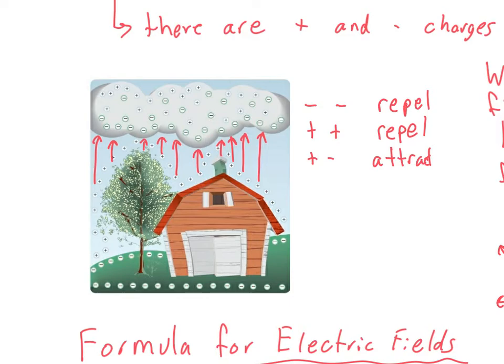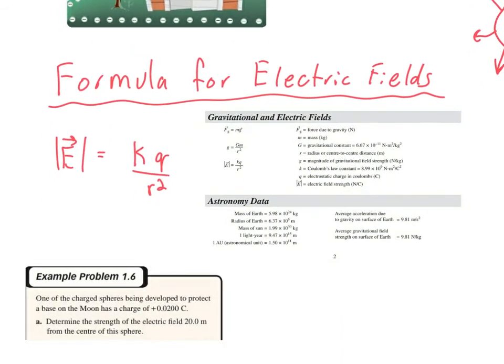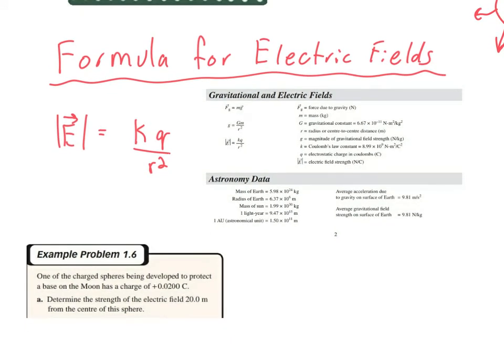We'll now get into a discussion on the formulas that are involved with electric fields, and we'll be done for the electric fields video. The one formula that you need to know for electric fields is right there, and I have the data booklet, page 2, right in front of me. We have this E with vertical lines surrounding it, and that is the electric field strength, in newtons per coulomb.